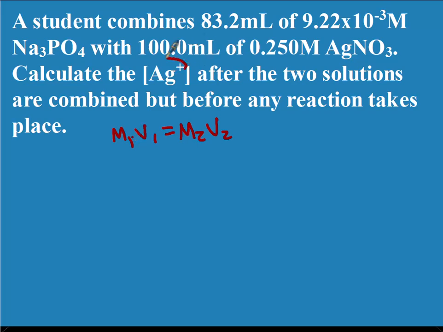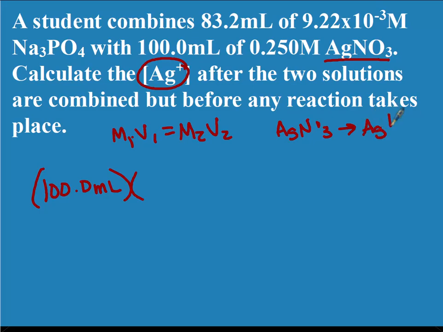I'm trying to find the concentration of silver, and the only one that's giving me silver is silver nitrate. So originally I had 100 milliliters of silver nitrate, and I have 0.250 molarity. Notice that silver nitrate, when it breaks apart, is going to give me 1 silver and 1 nitrate. So my concentration of silver is 0.250 molarity to start with.